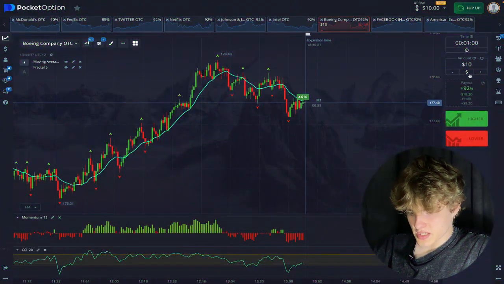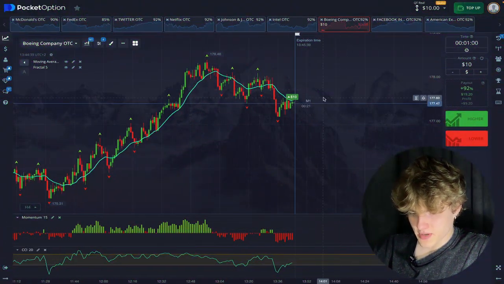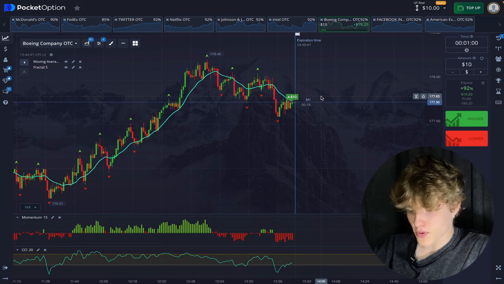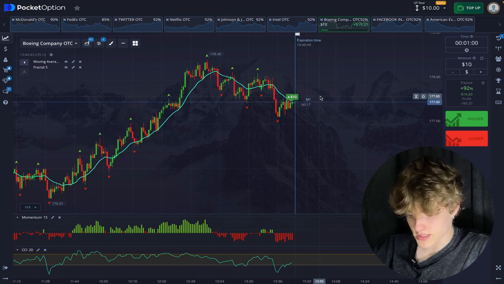Let's open the first position here on the upside. If the dynamic of the movement goes a little bit lower, I'll probably open an additional trade also on the upside.